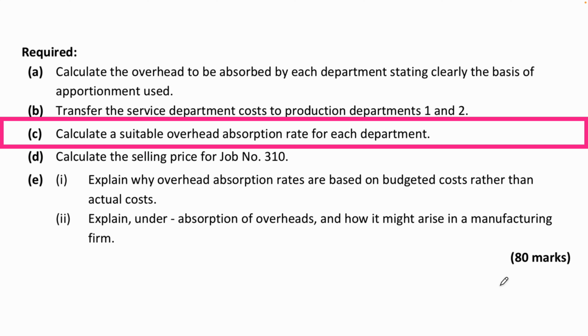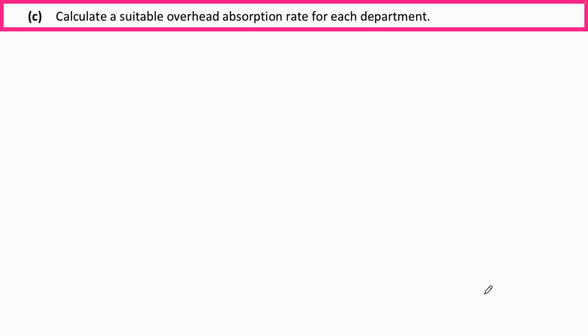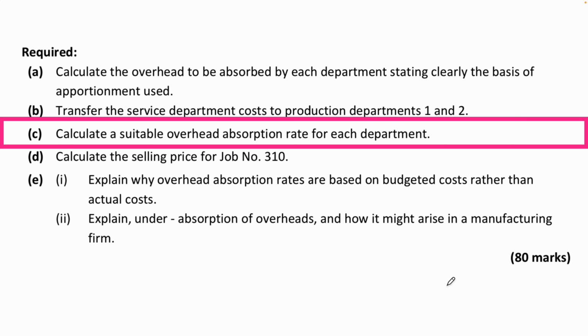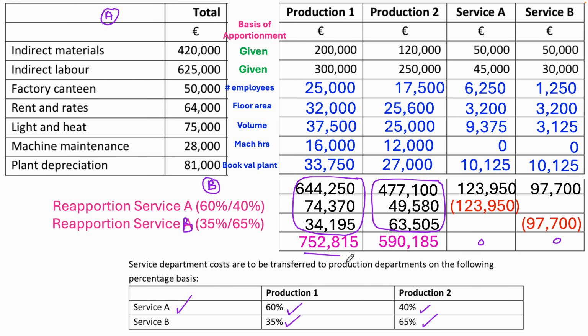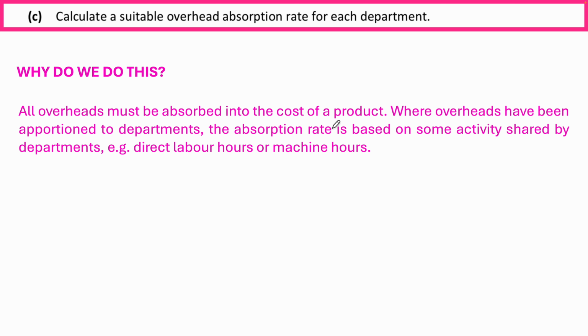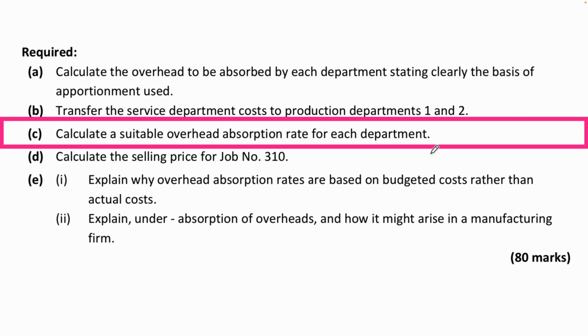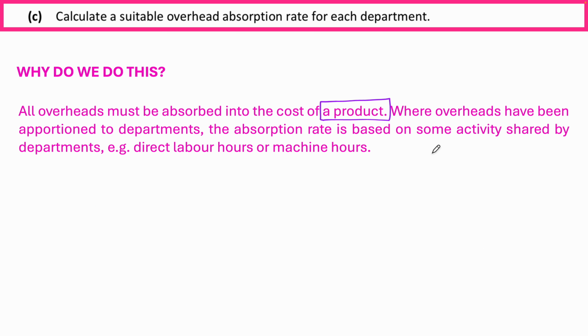Okay, so what is the rate per hour on that? How can we break down those huge figures, 752,815 and 590,185, into hours? Why do we want to do this? First of all, why do we do this? So all overheads must be absorbed into the cost of a product. We can't cost one product 752,815 and 590,185. We need to break it down to a per product basis.